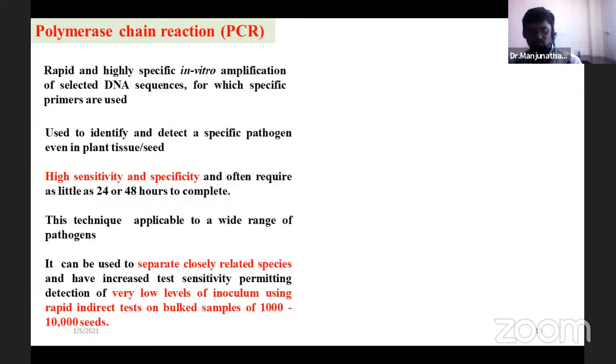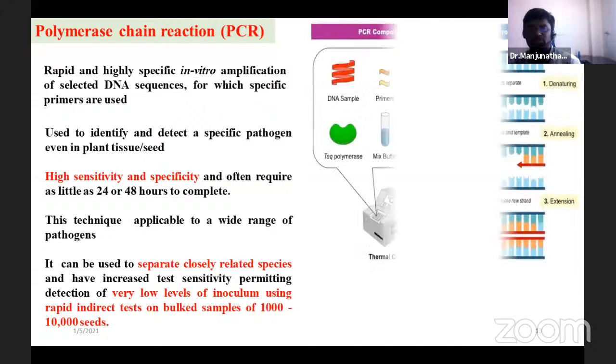Another most important thing of this PCR is we can identify closely related species. We can easily differentiate closely related species. Another important advantage is that even at ultra low levels, in picomoles, if the pathogen nucleic acid is present in picomoles, we can also identify the seed-borne pathogens.